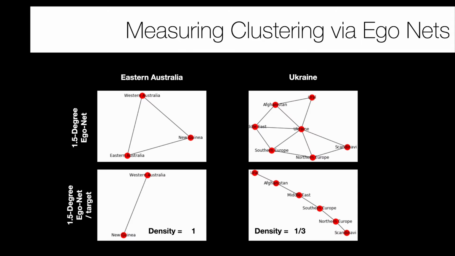third. And we can use this density of these 1.5 degree ego nets, less the target node, as a local clustering coefficient. The idea is that as the friends of a random node are more tightly clustered or know each other more, that means we'll have more edges among these 1.5 degree nodes, and the density of this local network should be higher. We can use that as our local clustering coefficient.